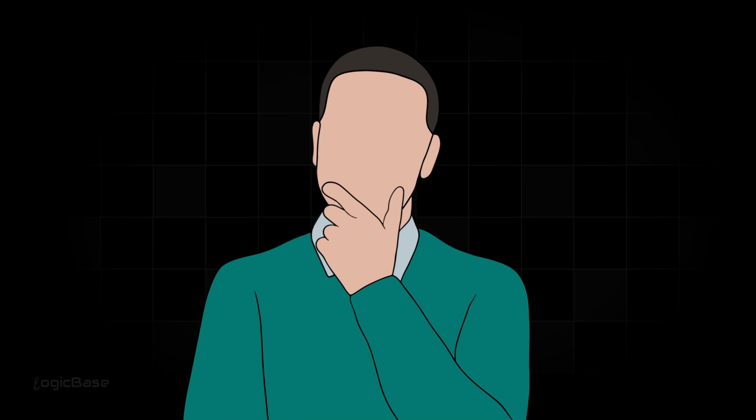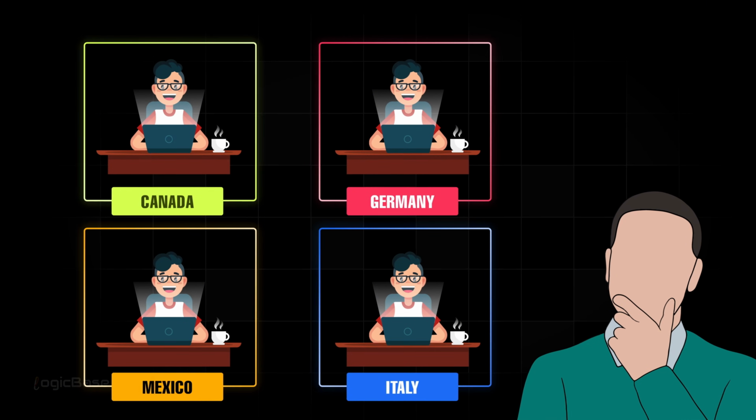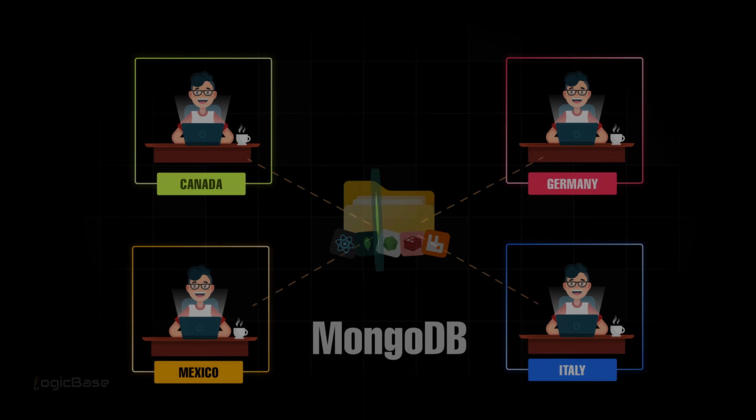Imagine you are working on a team project. Two, three or even more developers are working together. Everyone is on different machines in different places, but it's still the same project. And in this situation, the biggest and most common headache is the database.